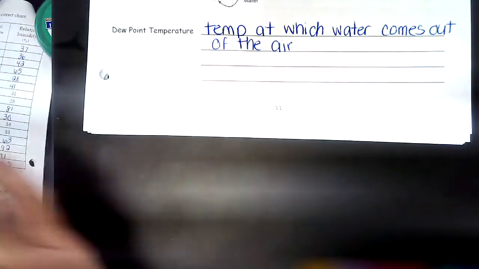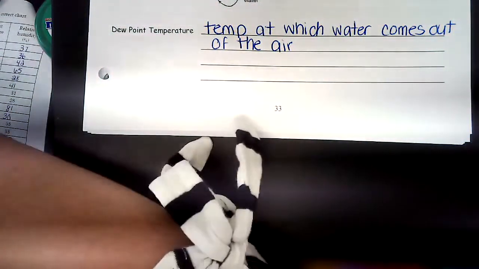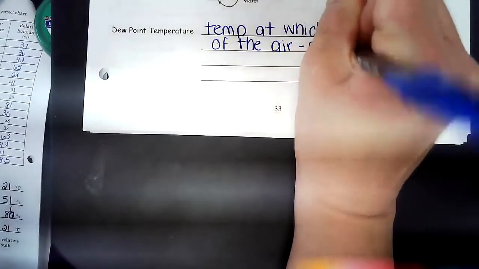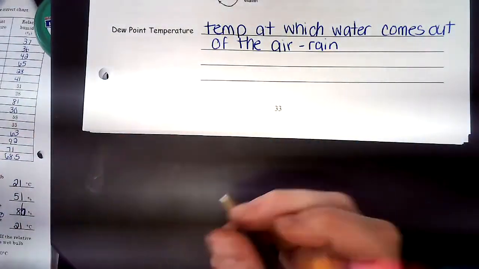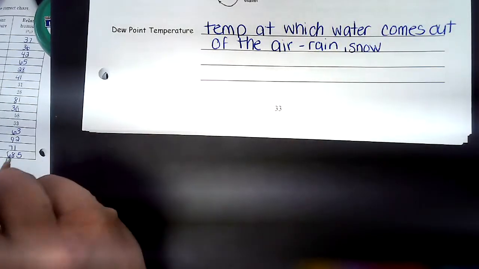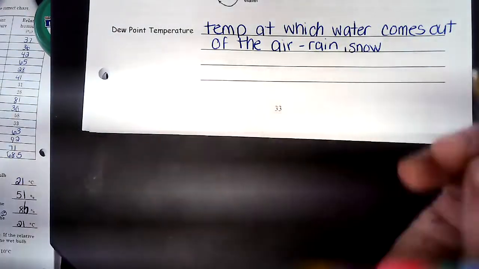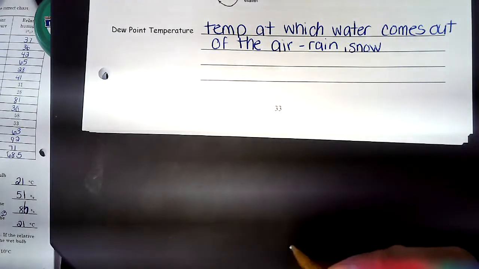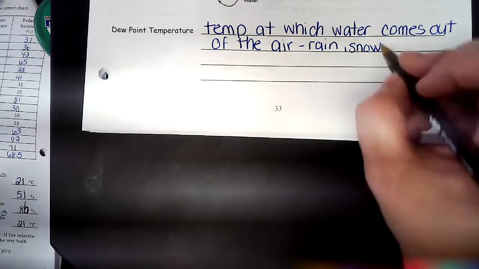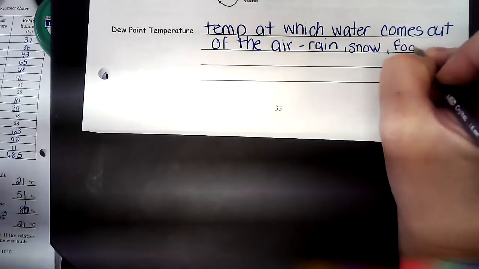Guys, what's one example of water coming out of the air? Rain. If you have room, can you write that? If you don't already. So rain, snow. What are some other examples? Rain, snow, sleet, what? Frost. I don't have room for all these. I've been getting at fog too as another example.